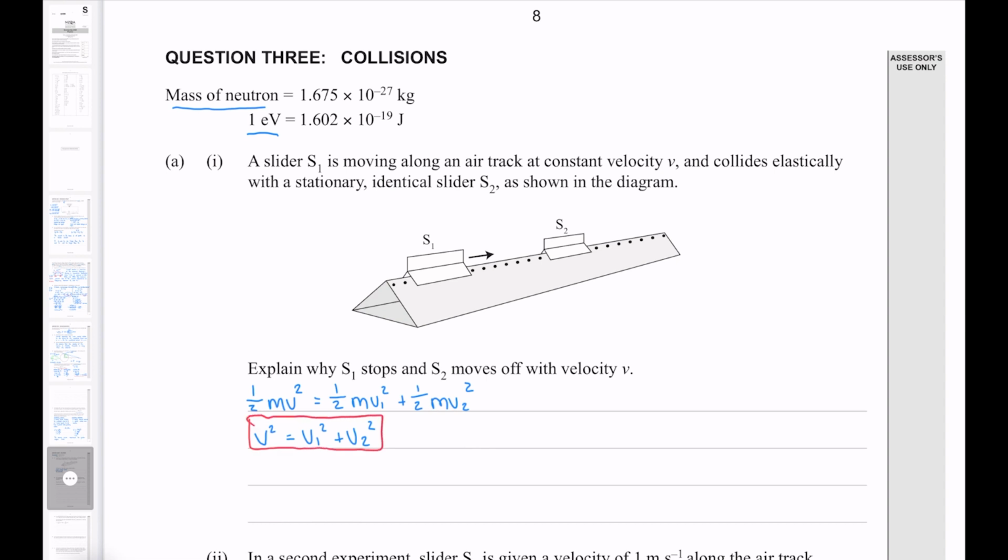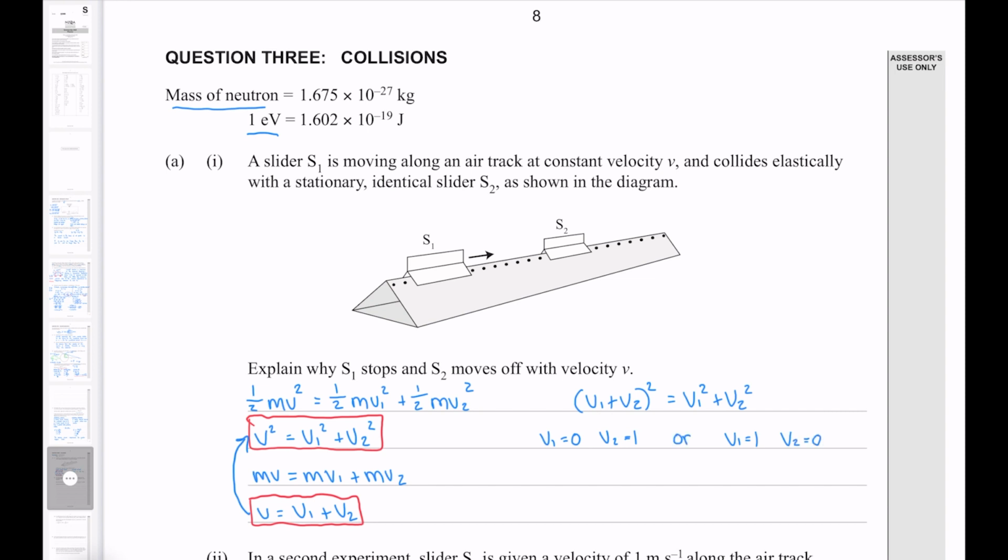Now let's consider the conservation of momentum. We know that the momentum before of S1 is equal to the sum of the momentums afterwards of S1 and S2. Dividing our mass out, which gives us this elegant equation. Substituting for V into here, with a little bit of thinking, we can see that this equation here will only work with two solutions. The first is that V1 equals 0 and V2 equals 1, and the second is the opposite.